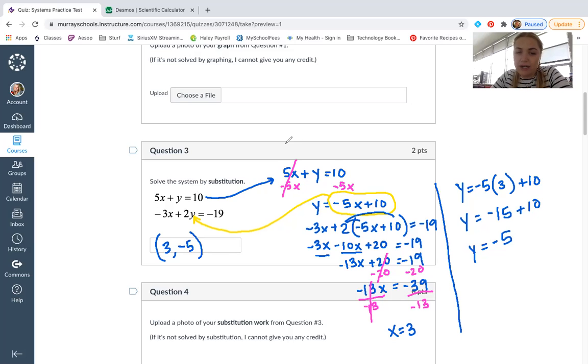All of this work is necessary because it says substitution. If you chose elimination instead, then you cannot get full points on this problem. I need to see your substitution work, and it has to be written out on your paper.